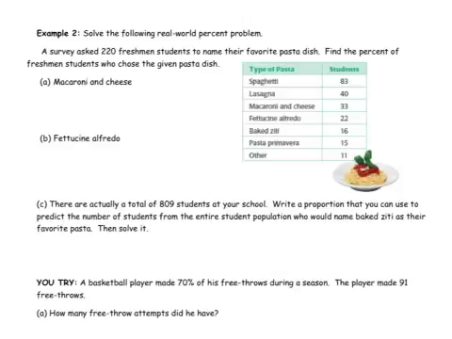Okay, so now we have a little bit more of a word problem here. So it says, a survey asked 220 freshman students to name their favorite pasta dish. Okay, find the percent of freshmen who chose the given pasta dish. Okay, so macaroni and cheese. Alright, so I'm going to go ahead and set up my proportion. Okay, and I know it goes over 100. Alright, and it says find the percent. So what am I going to put in for my x? It's not going to be is, it's not going to be the of, it's going to be the percent.